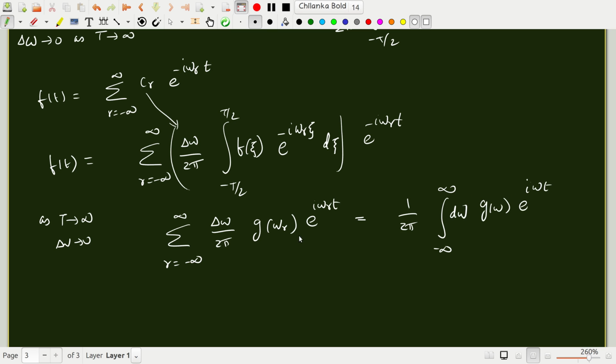So f of t therefore becomes the integral from minus infinity to infinity d omega. Instead of g of omega, I have to put, see, this whole thing is, let me just back up here.